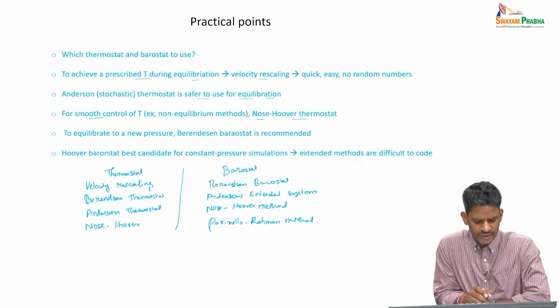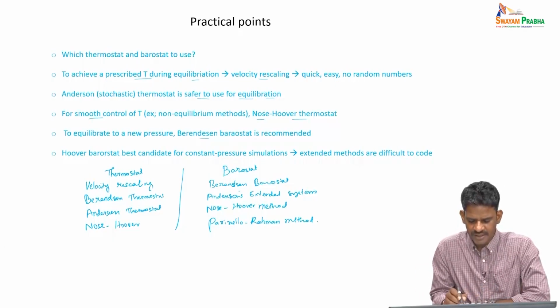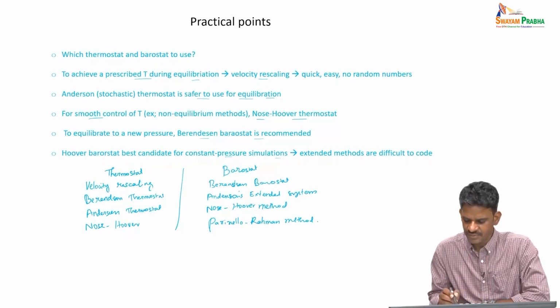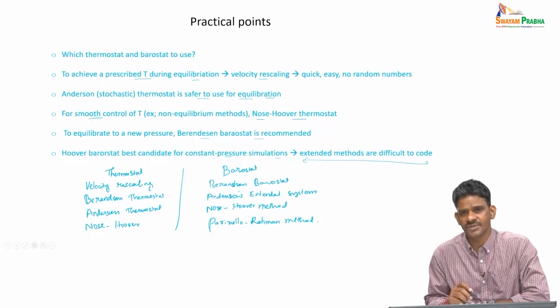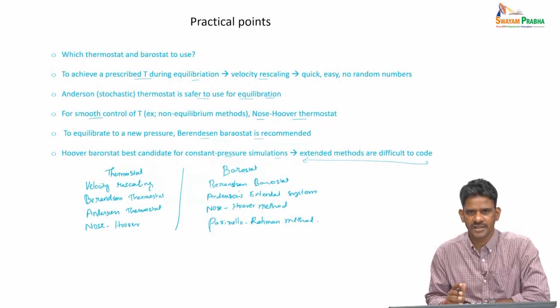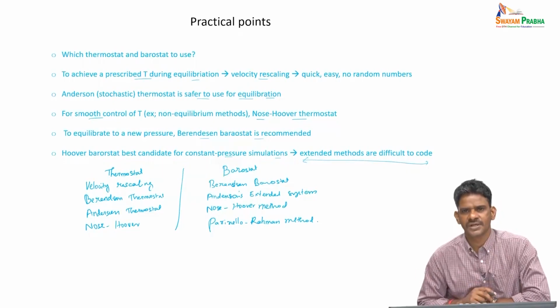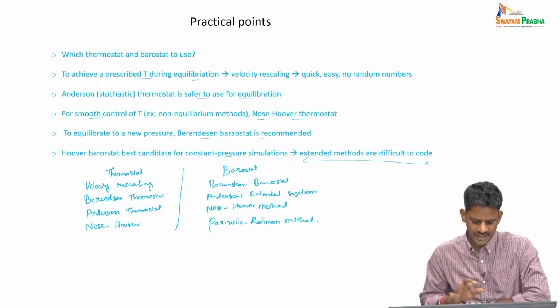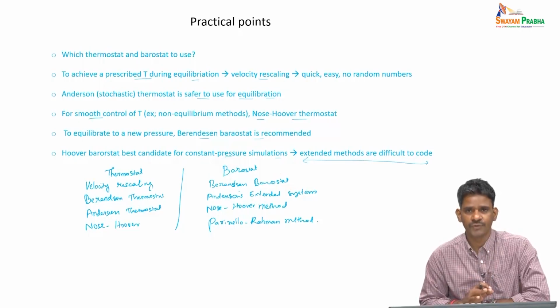And if you want to equilibrate to a new pressure, one can use the Berendsen barostat, but the Nosé-Hoover barostat seems to be the best candidate for constant pressure simulations. The only problem would be if you were to do your own coding of MD simulations, these Nosé-Hoover extended methods can be a little bit more difficult. But if you are going to use an open source code and it's available, one can easily use one of these Nosé-Hoover methods or extended system methods. So, this gives a rough overview of various barostats and thermostats.